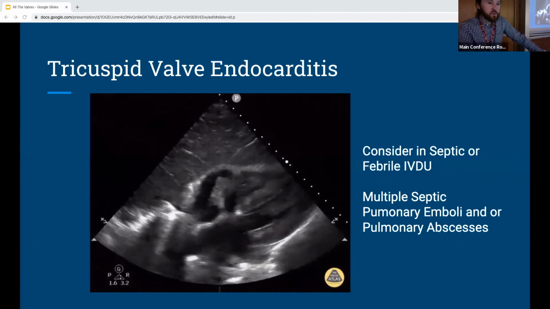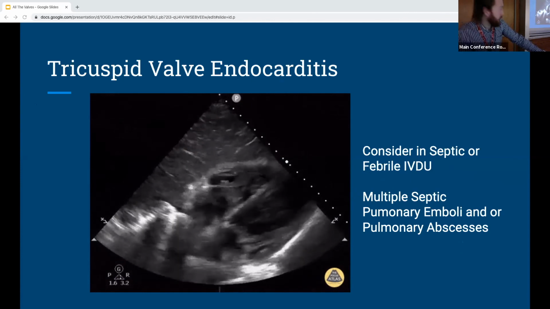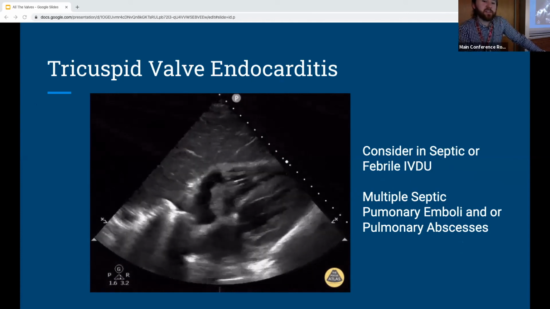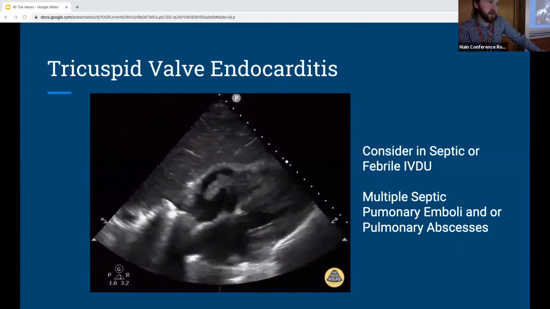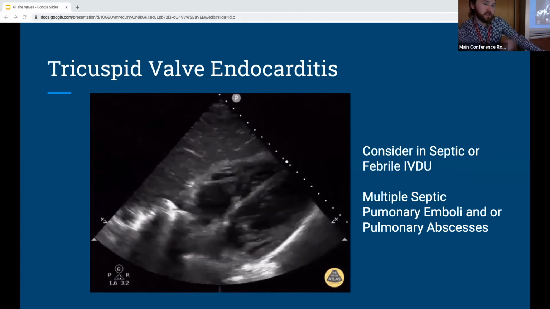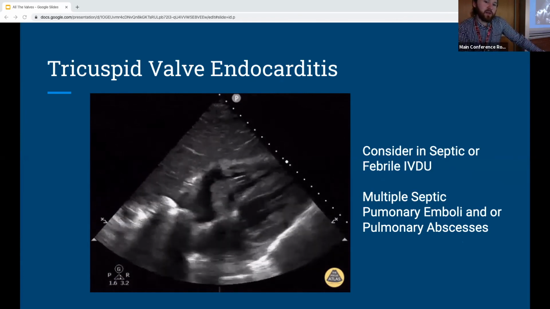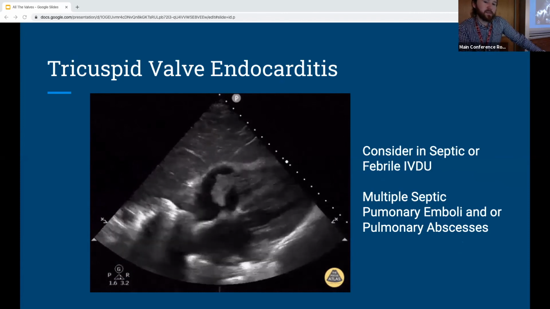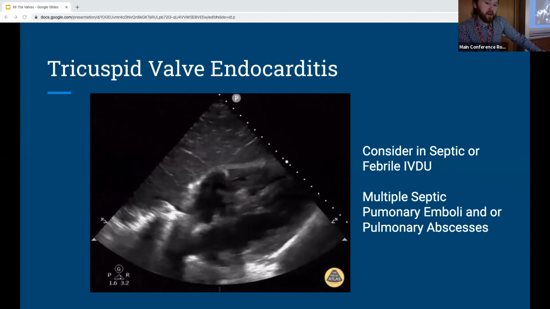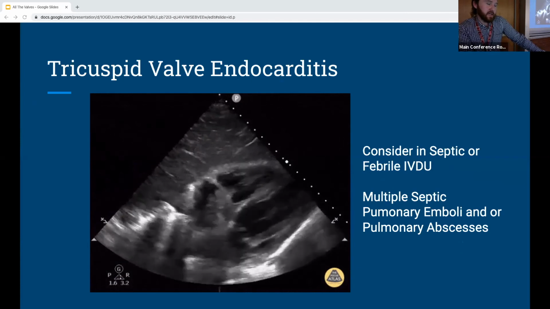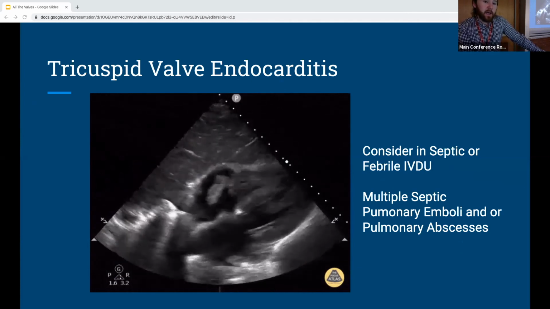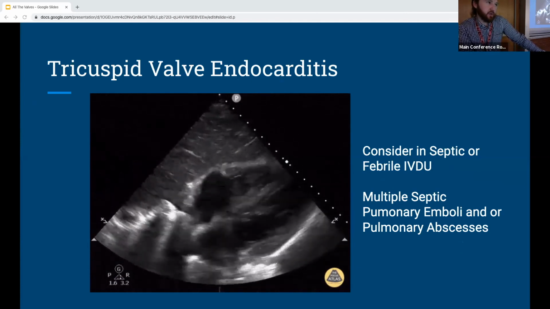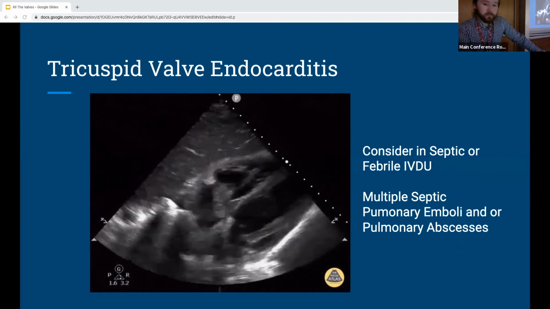And then this was a dramatic tricuspid endocarditis, so I had to include it. Consider these guys specifically in your IV drug users, right? Because everything's coming from the venous side to the right side of the heart. And they can present with lots of pulmonary symptoms, septic pulmonary emboli, and chest x-rays and CTs with lots of abscesses. So if you see that, consider doing your own echo. You might see something really, really crazy.